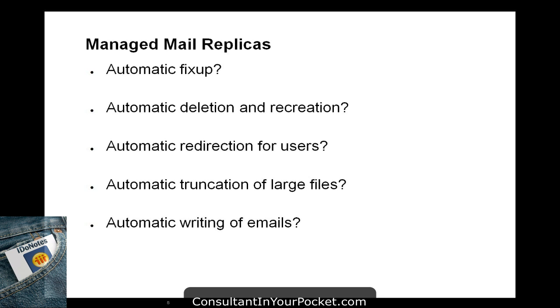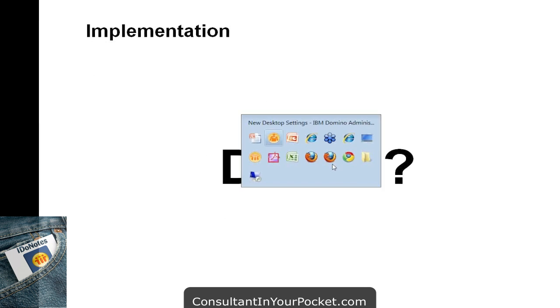The cool part about the local managed replicas now is you can actually do automatic fix-up. If you don't like it, you can delete and recreate it using the policy. So if a user has a corruption or it just isn't working, you can delete it on the fly and recreate it. You can redirect between the local replica they used to have and the server. If it's not ready, they can use the server. You can truncate the size. It won't automatically write emails as much as we wish it would. It won't do that one. So let's get ready to look at the live stuff.